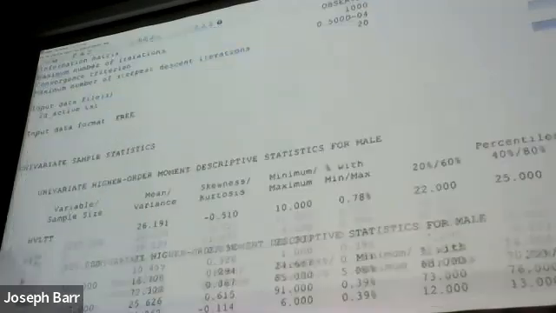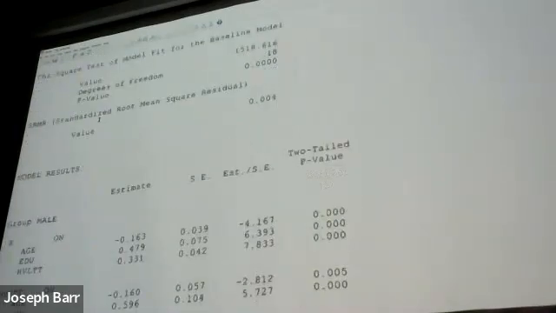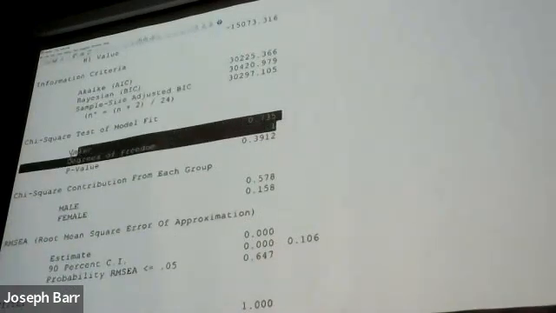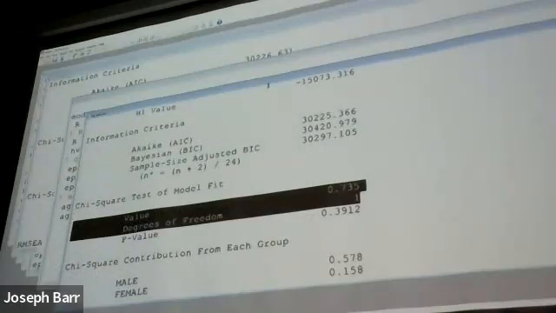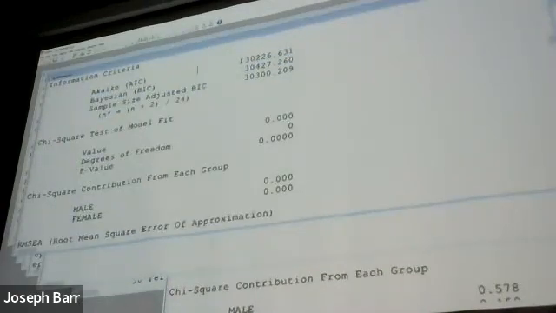So we have the result reported here. And this is the chi-square value. And this model is going to be compared with the other model. We always want to use the chi-square for the model fit, because they are nested, not for the baseline model.